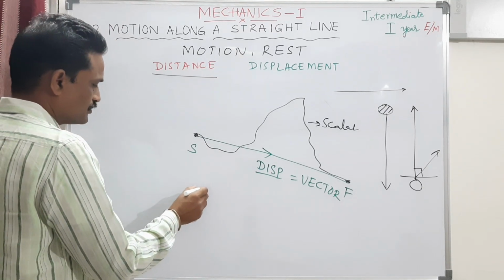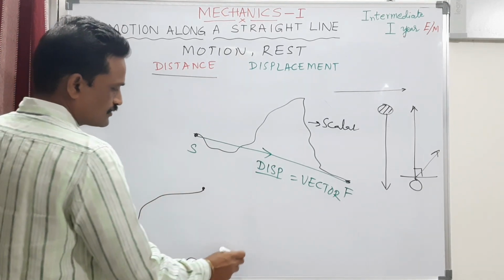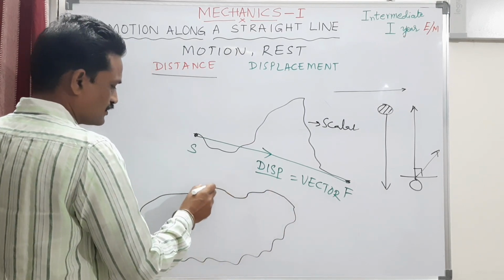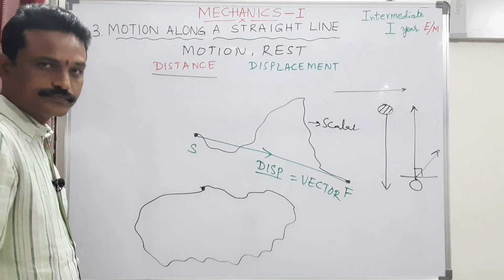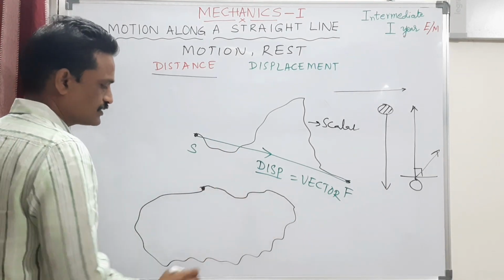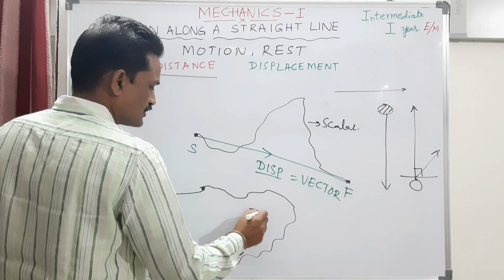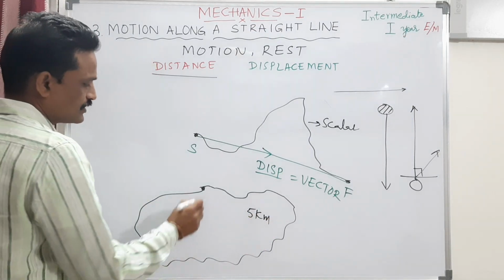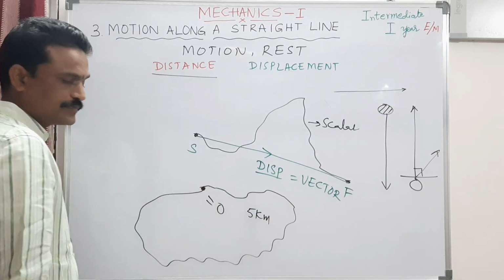You started at your home, you went here and there, you met your friends, you played in the ground and you came back to your home. Now what is your distance? So distance is this much. Let us say you travel for 5 kilometers. But your displacement is 0. Why is the displacement 0?